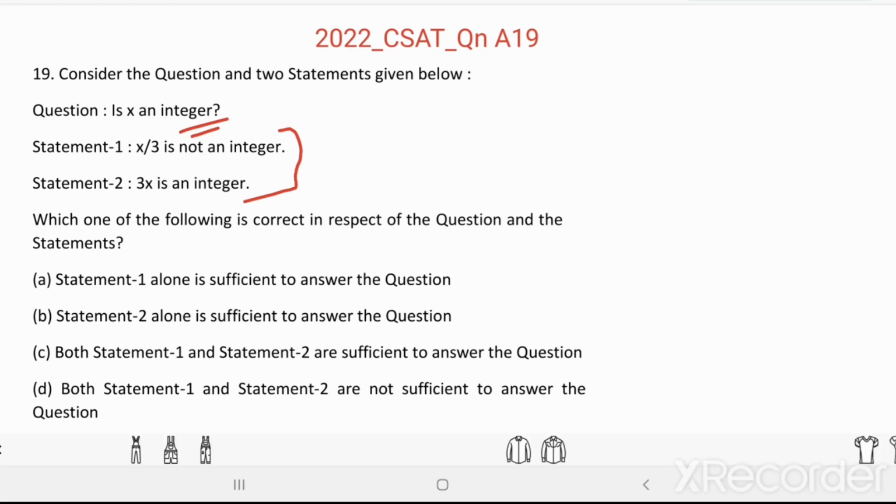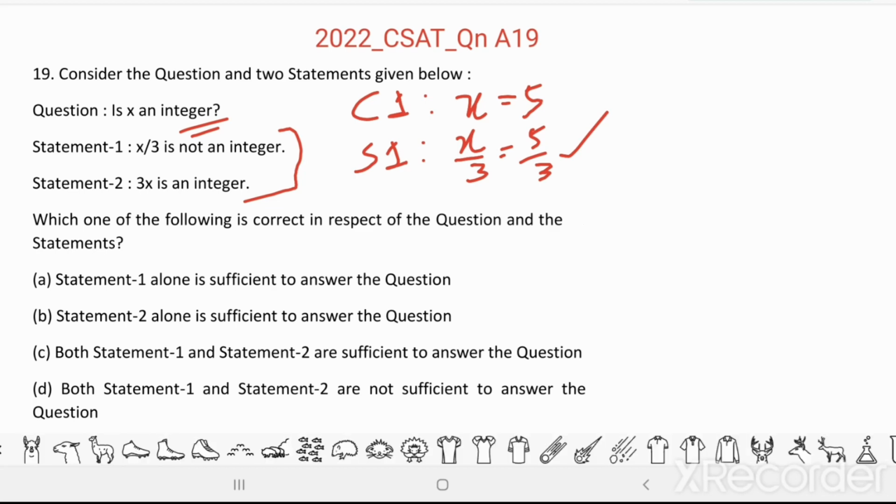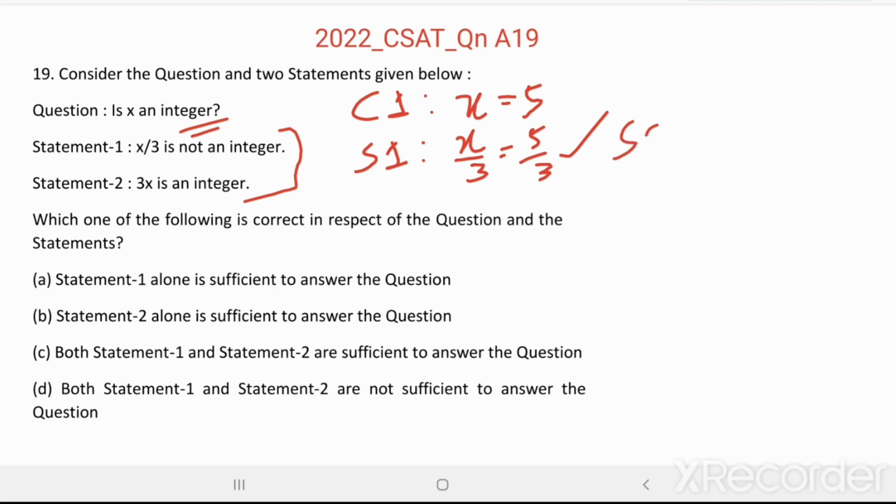So take 2 cases. Case 1: x equal to 5. Then statement 1: x by 3 equal to 5 by 3 is not an integer. Okay. Then statement 2: 3x equal to 3 into 5 equal to 15. It is an integer. So both the statements are satisfied and x is an integer.